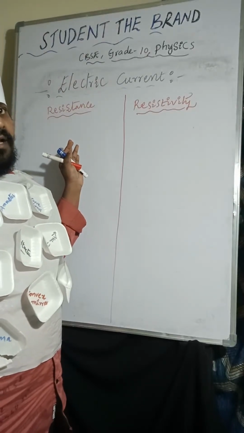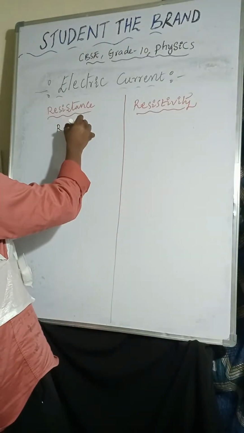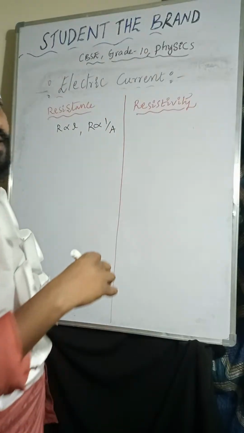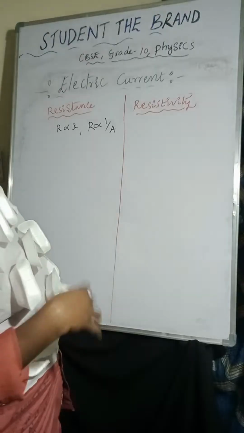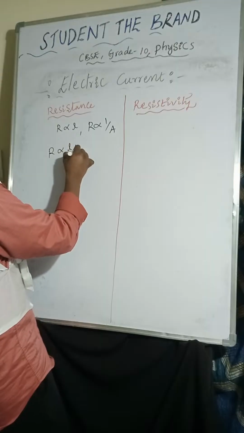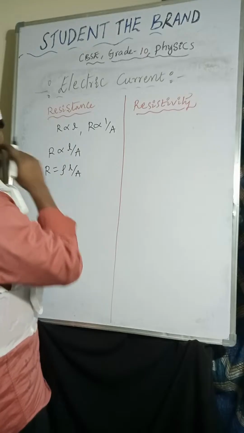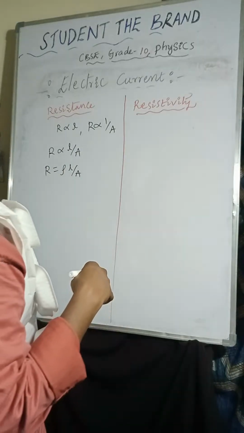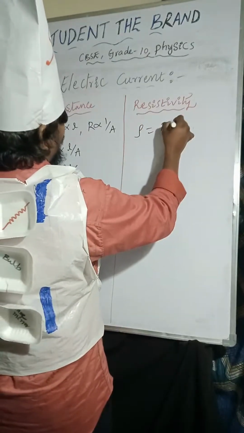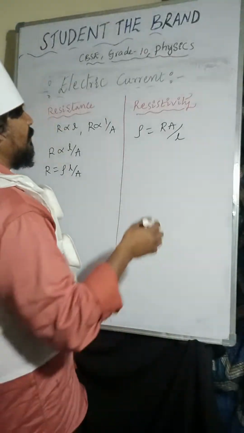R is directly proportional to the length of the conductor. R is inversely proportional to the area of cross section. So R is directly proportional to L by A, R equals rho into L by A. So resistivity rho equals RA by L.